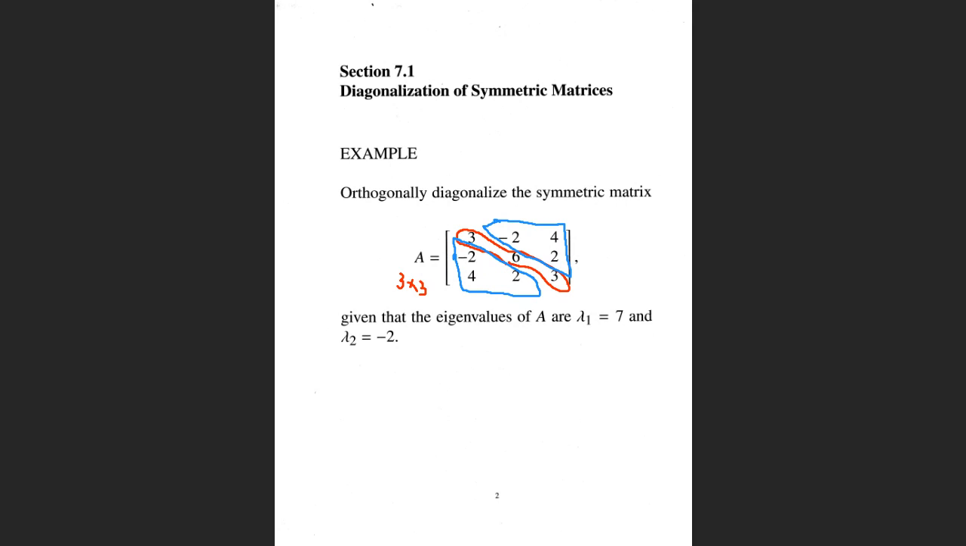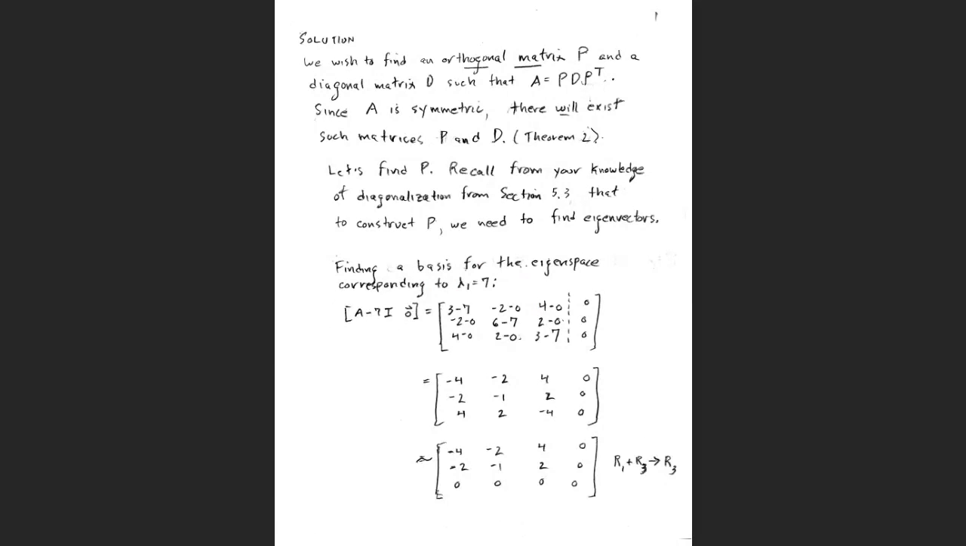Now you're given two eigenvalues, and we want to orthogonally diagonalize the matrix. We're given two eigenvalues. So, okay, you know how to do this. We have to find the eigenbasis for each eigenvalue. So for the first eigenvalue, I'm putting in a lot of detail here for you.